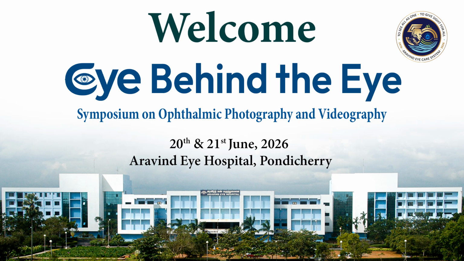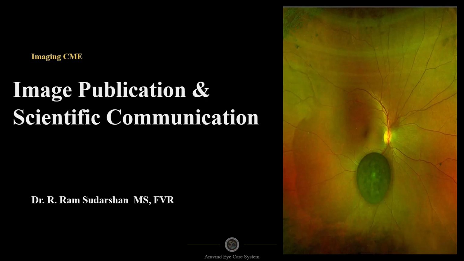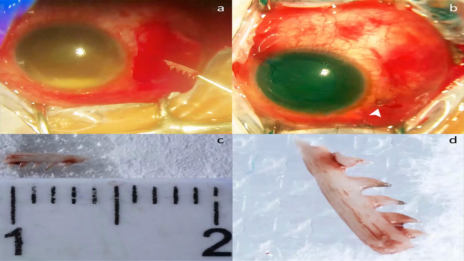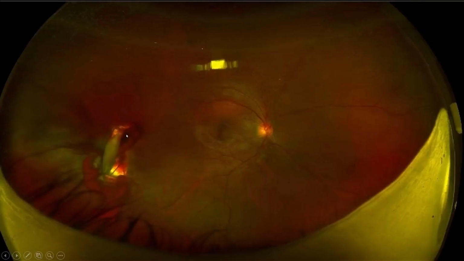Good morning. I'll be talking on image publication and scientific communication, how and where to share clinical photos. So this is an interesting image of a traumatic end of secondary player fish injury while swimming in a pond. You can see that we have pulled the fish cartilage from the eye, and this is the entire section. So this is a second image of a normal retinal tear just temporal to the macula.